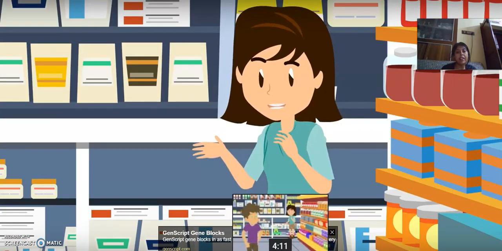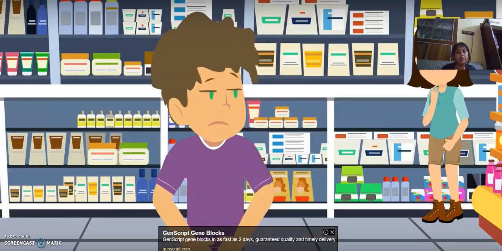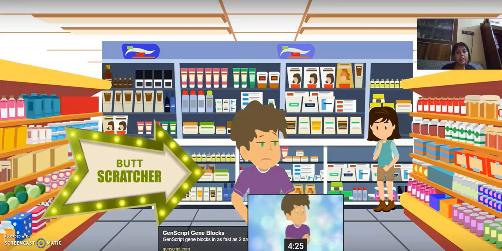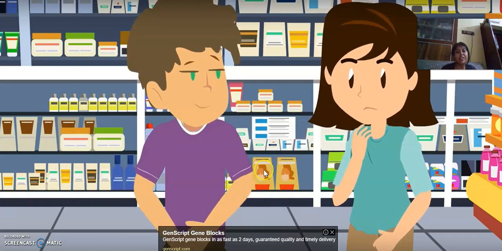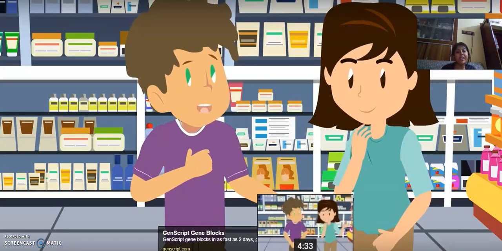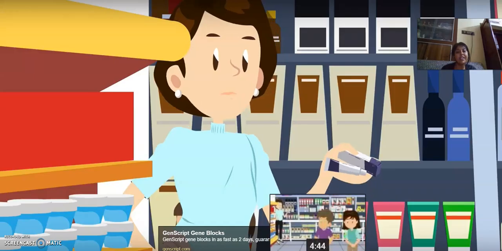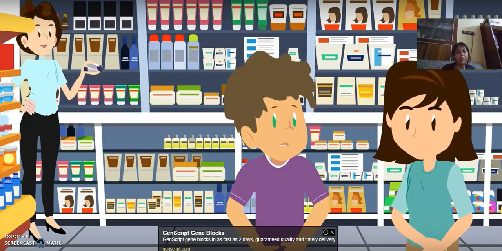So this is his friend who was asking about what has happened, right? So this particular child was being called a butt scratcher, because he is continuously scratching that particular area, right? So this is the ointment which is being given in the pharmacy shop. Okay.